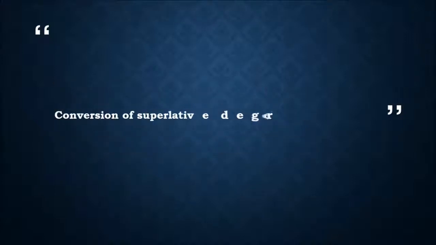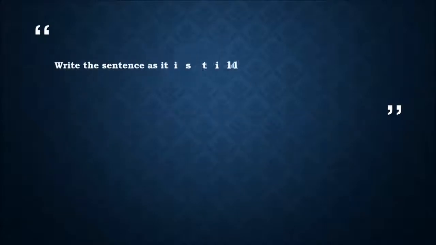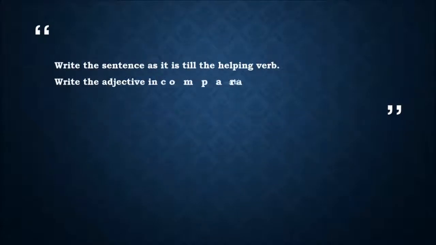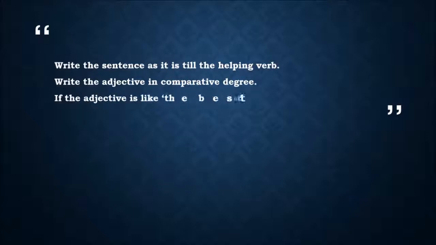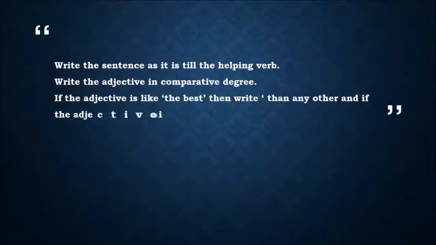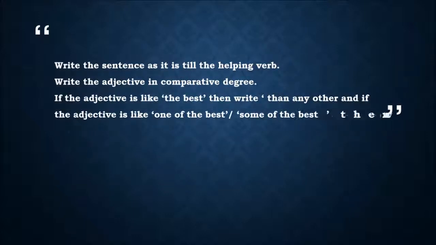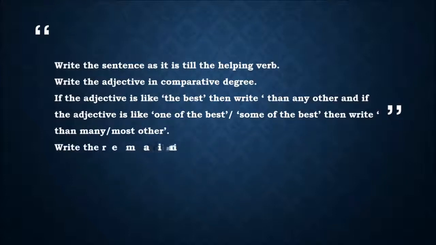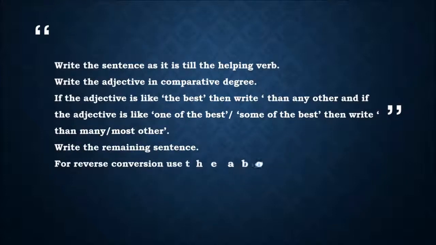Conversion of superlative degree to comparative degree. A. Write the sentence as it is till the helping verb. B. Write the adjective in comparative degree. C. If the adjective is like the best, then write than any other, and if the adjective is like one of the best / some of the best, then write than many / most other. D. Write the remaining sentence. E. For reverse conversion, use the above rules and reverse.